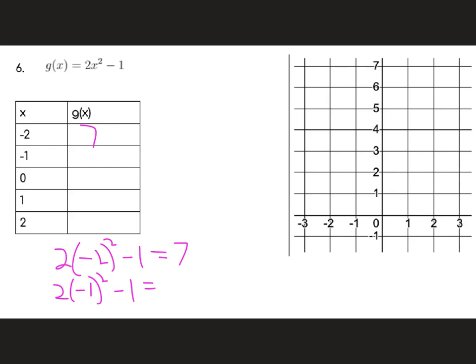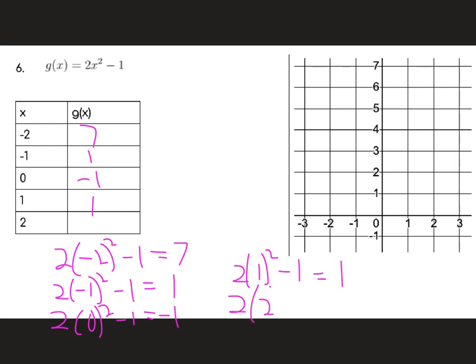Apparently my computer decided to restart. 2 minus 1 is 1. Now let's plug in 0. 2 times 0 squared minus 1. 0 squared is 0, times 2 is 0, minus 1 is -1. When I plug in 1, 2 times 1 squared minus 1, 1 squared is 1, times 2 is 2, minus 1 is 1. So this is just order of operations. So 2 times 2 squared minus 1, I have to do the squaring first. So I have to do this part first. 2 squared is 4. Then I do the multiplication. 4 times 2 is 8. And then I subtract 1, which is 7.